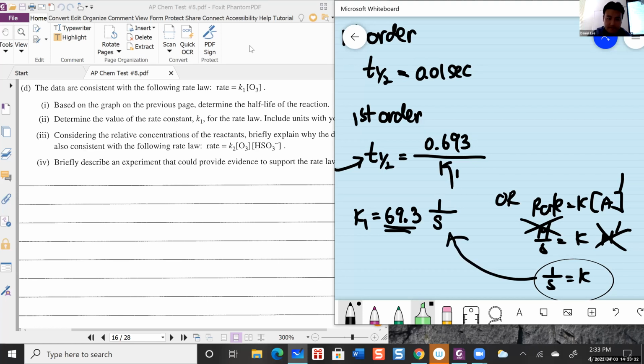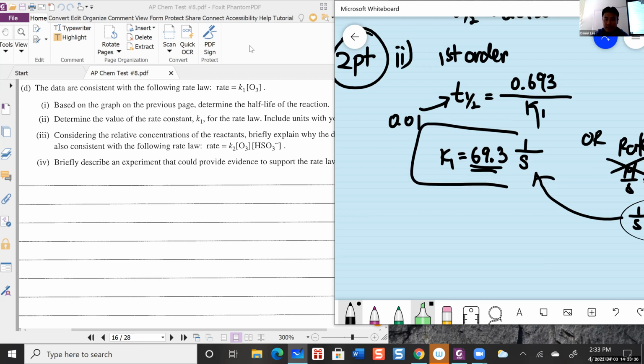You can just memorize it. So it is 2 points, 1 for 69.3 and 1 for the unit. And part 3, okay?